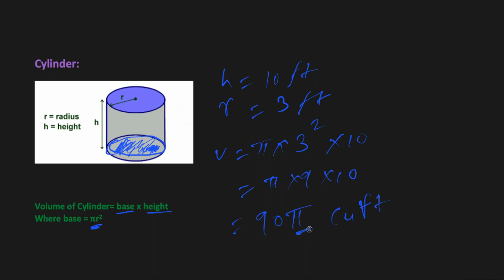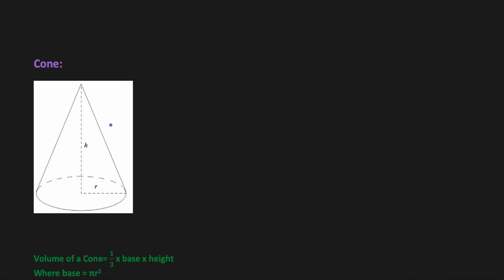And we can leave the answer in terms of pi. Or if you want, pi usually is 3.14, and you can replace pi with 3.14 and write your final answer. But it's okay to leave it. For a given volume or surface area of a solid figure, you can leave the answer in terms of pi, which is perfectly fine.